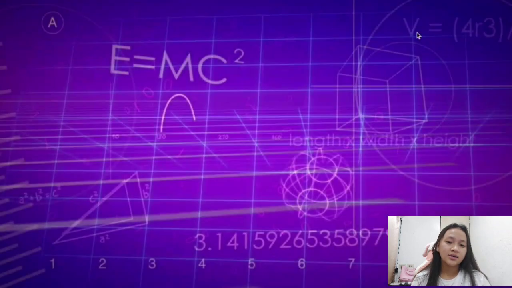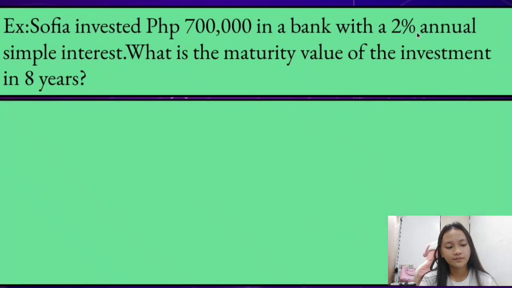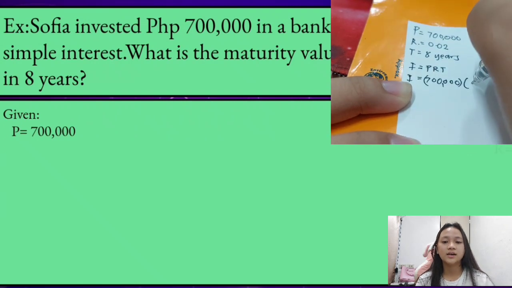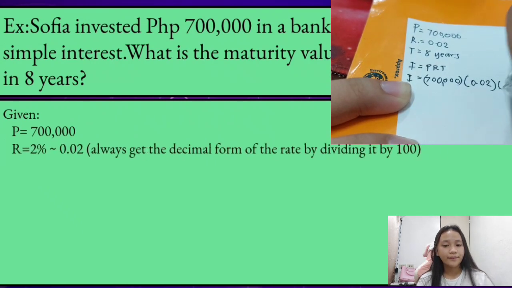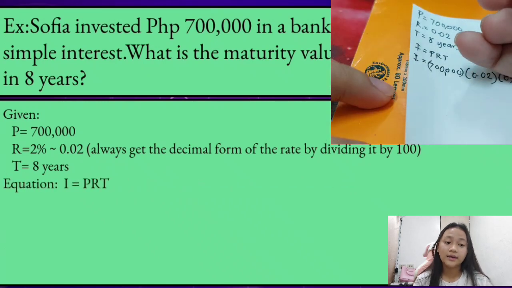Next, answer it again on your notebook and post it in the video and continue after you solve. Sophia invested 700,000 in a bank with a 2% annual simple interest. What is the maturity value of the investment in 8 years? So, the given are P is equals to 700,000 and R is equals to 2% or 0.02, and the time is 8 years. So we will get the interest.